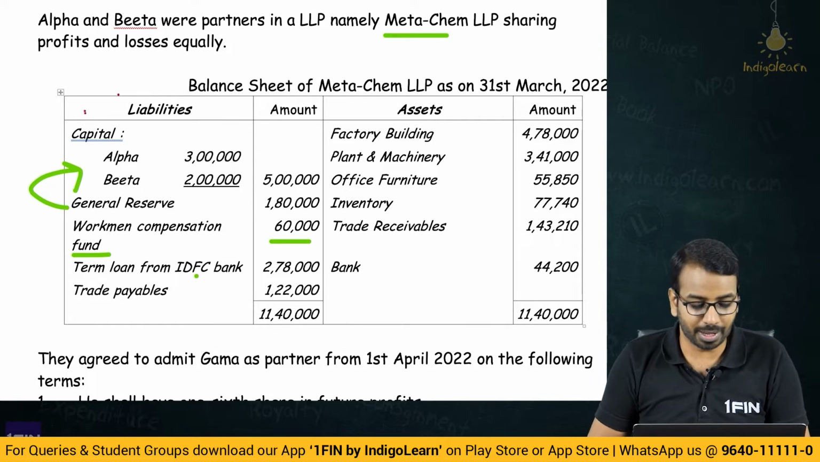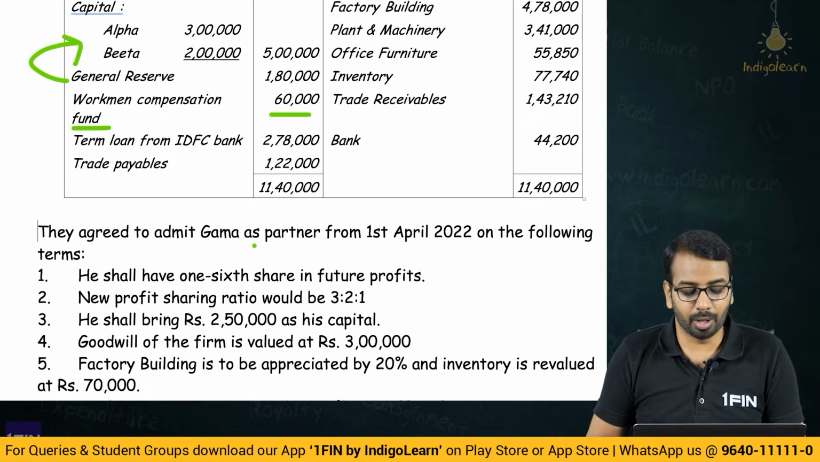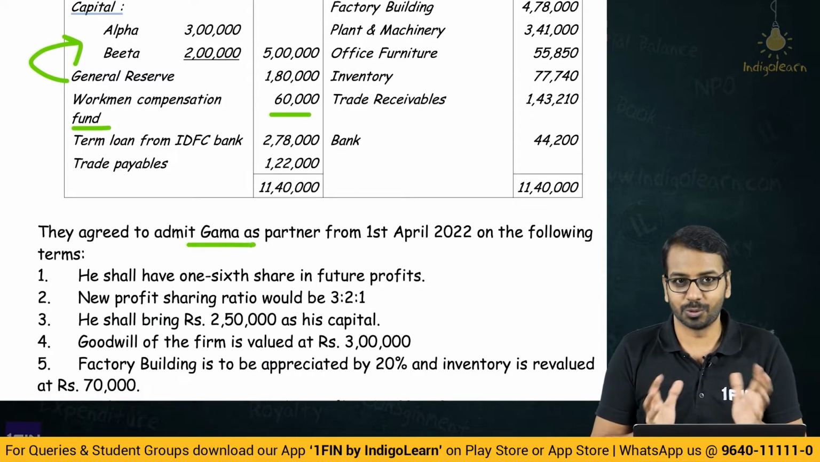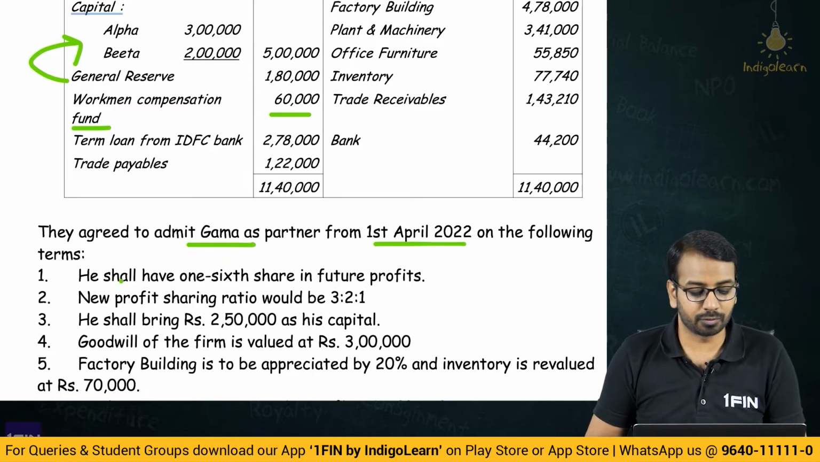Term loan from IDFC Bank, trade payables. Factory building, plant and machinery, office furniture, inventory, trade receivables, bank. Simple, straightforward. They agreed to admit Gamma, all these alphabets used in science and mathematics, as partner from 1st of April on the following terms.